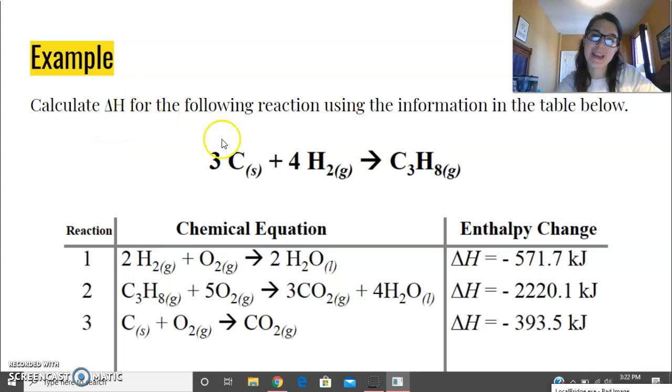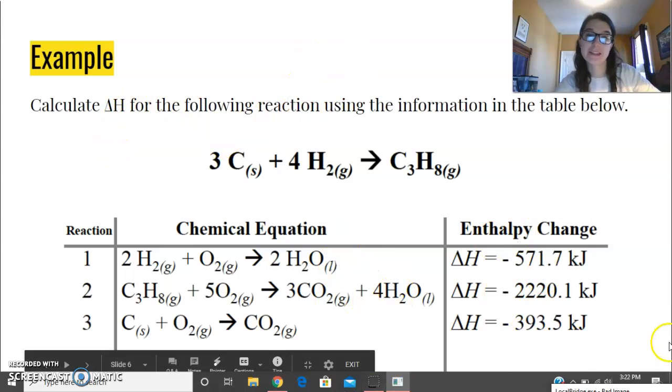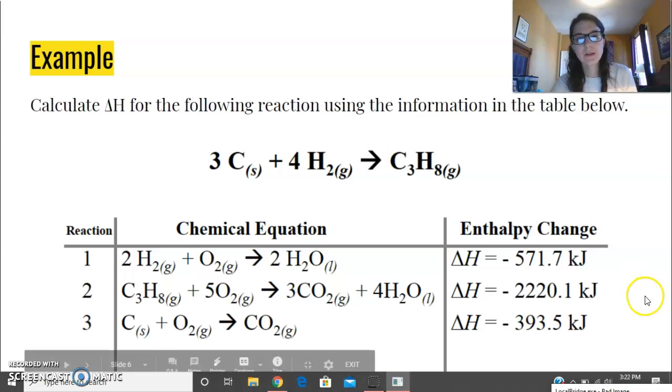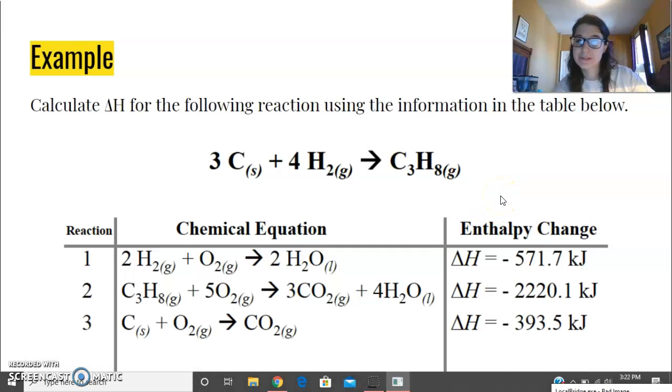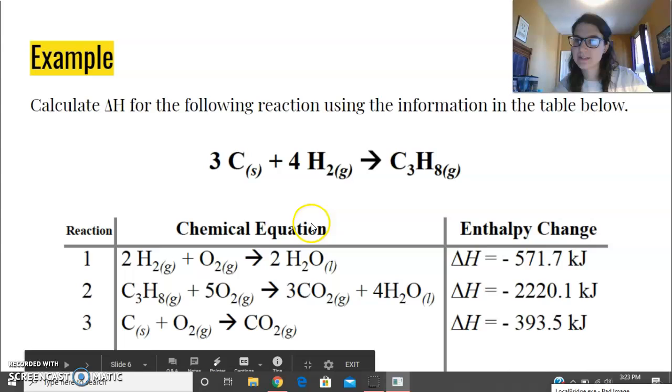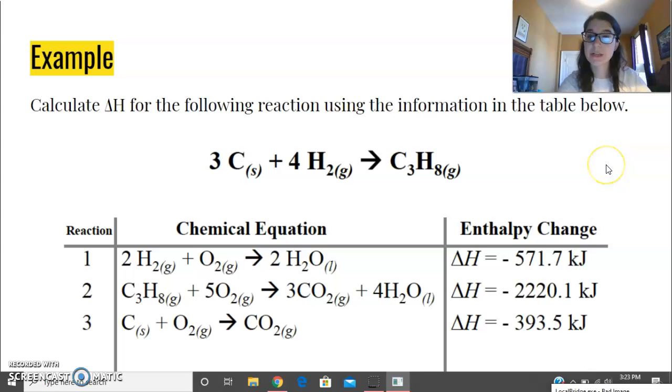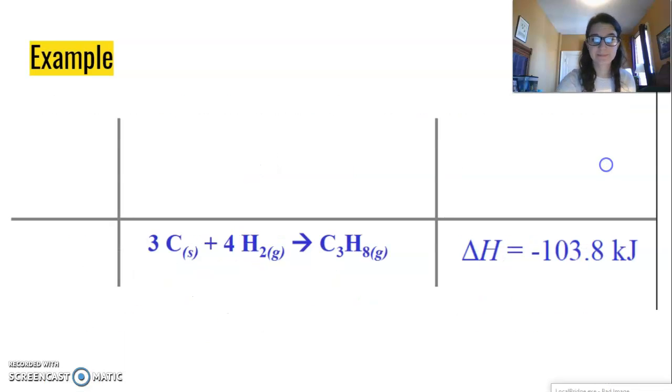Again, I want to calculate delta H for the following reaction using the information given in the table. This one, you'll notice, is a little bit more complex because I have 3 reactions given in the table. I am going to end up using all 3 of these reactions. Just because they give me 3 doesn't necessarily mean that I will use all 3, but in this case, I will be using all 3. So this again is our final equation. Sometimes I like to write that out from the start just to make sure that I'm adding together the correct thing. So I didn't set up this one that way, but that is a strategy if you want to try to use it. So I'm just going to consider these reactions in the order that they're given to me.